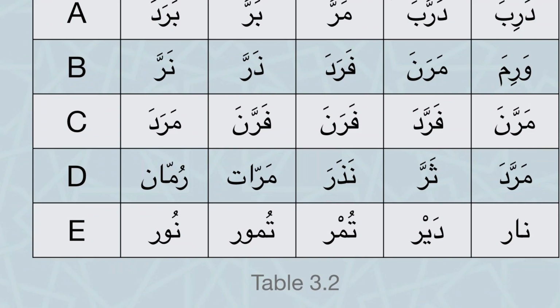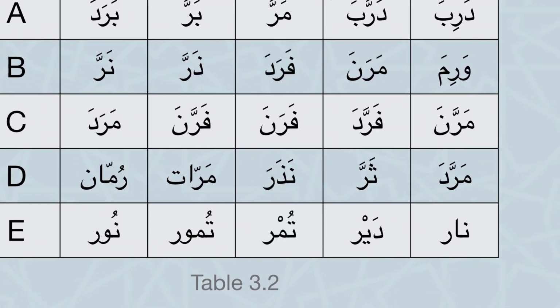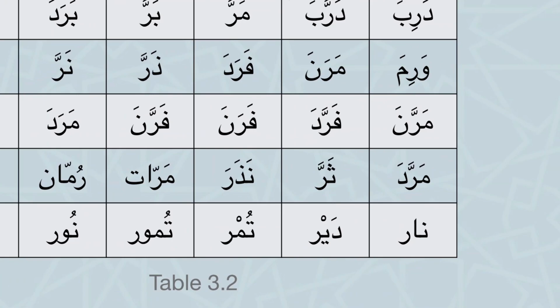Nadhr, nadhr, nadhr. Thurra, thurra. Tha has a fatha, the re has a shadda fatha, so it's thurra. This one is meem with a fatha, tha with a shadda fatha, and the dal has a fatha, so it's mardda, mardda.